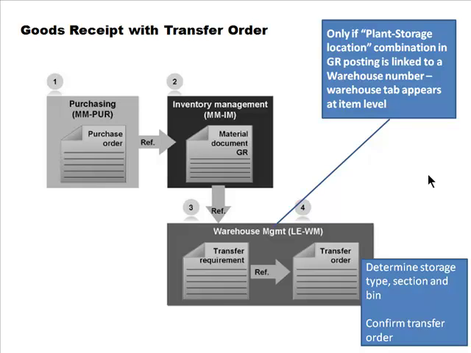The transfer order, of course, will determine exactly where in the warehouse it's supposed to go. So it'll mention the storage type, section, and bin to which this thing has to be put away. And of course, once the transfer order is complete, whoever has performed it will enter a confirmation of the transfer order. Then we'll know this is done, and we can assume that things are where they're supposed to be.